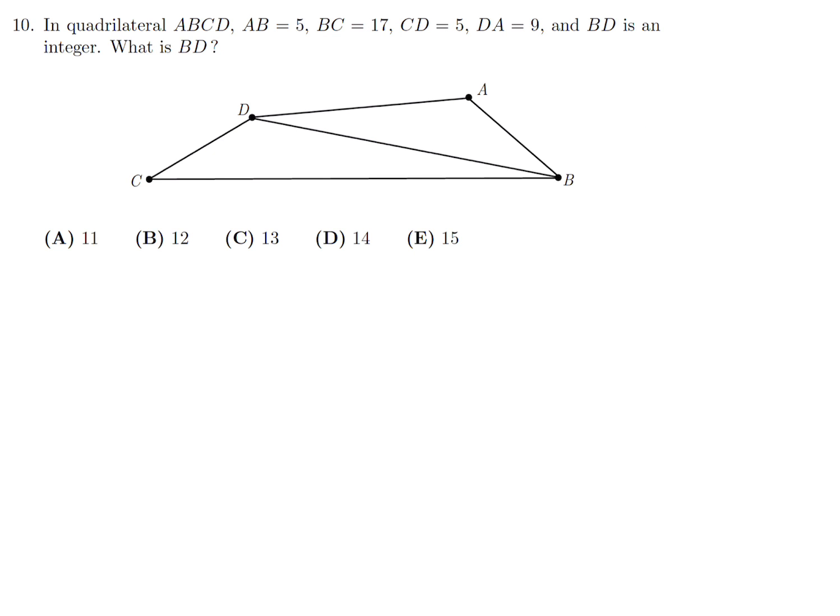In quadrilateral ABCD, AB is equal to 5, BC is equal to 17, and CD is 5, DA is 9, and BD is an integer. What is BD? Let's label this. Let's see here. DA is 9, AB is 5, CD is 5, and CB is 17. Well, we are going to use something called the triangle inequality.